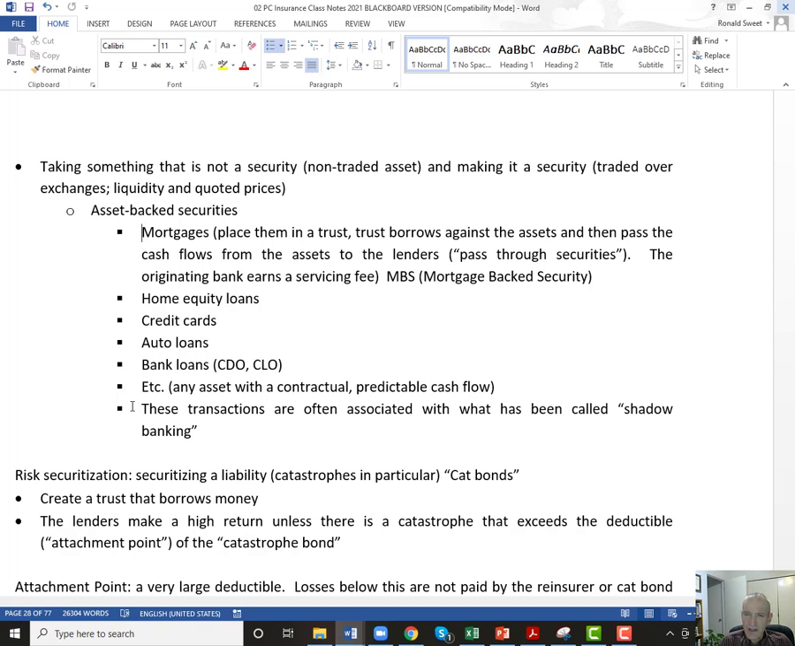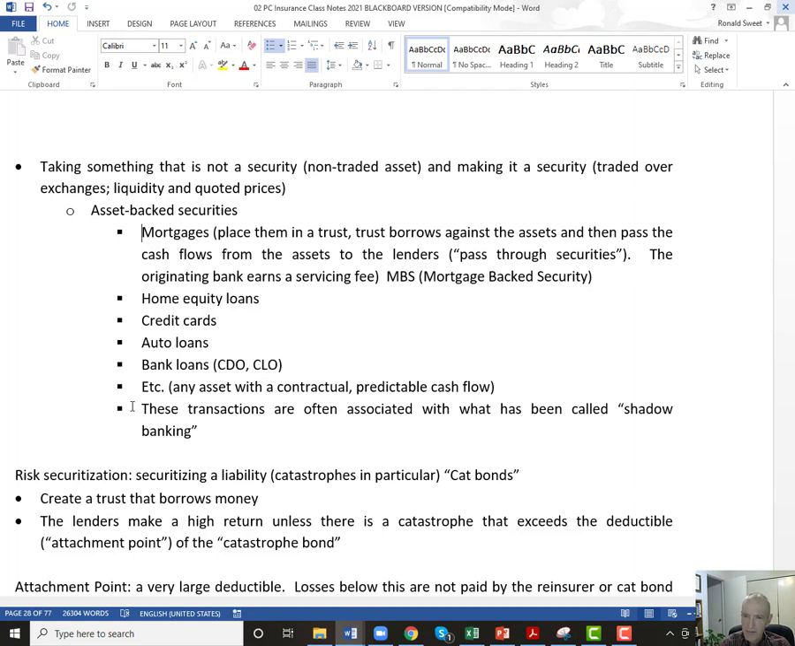But what Frost can do is take all of the mortgages, all the loans they've made, and place them in a trust. The trust will then go out to the capital markets and borrow money against those assets, and then repay that debt by simply passing through the cash flows from their borrowers. As you pay off your mortgage, that trust will take your payments and send them to the lenders, whoever loaned money to the trust. That's why they're also known as pass-through securities, mortgage pass-through securities, mortgage-backed securities.